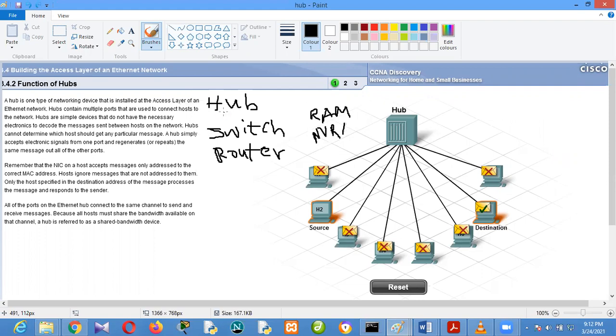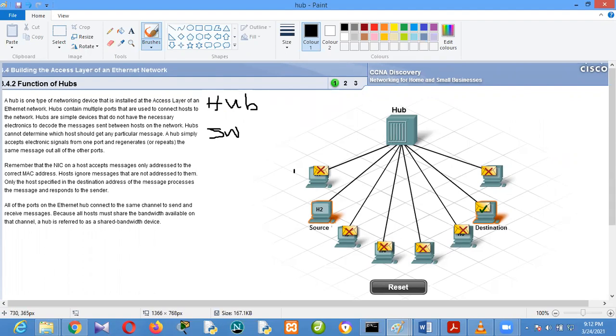Now, other things you need to also know about hub is that when you have a connection like I have here, you have computer one, two, three, four, and all of that connected to a hub.